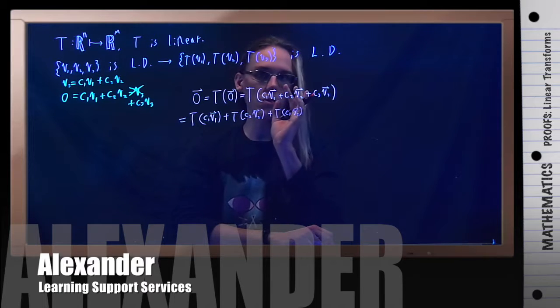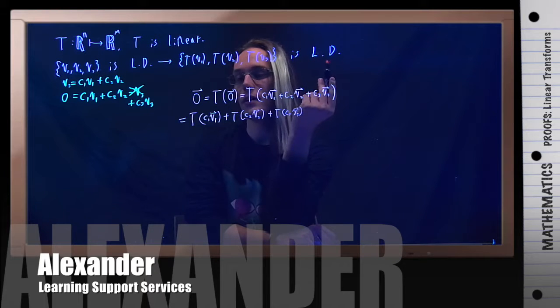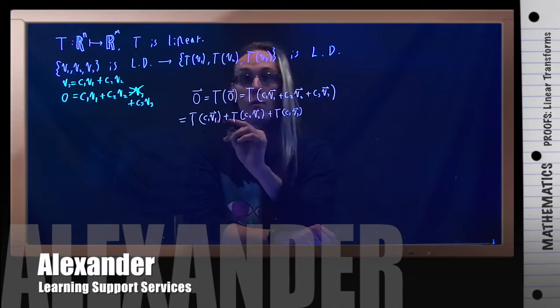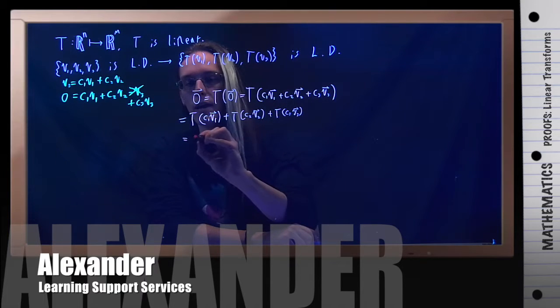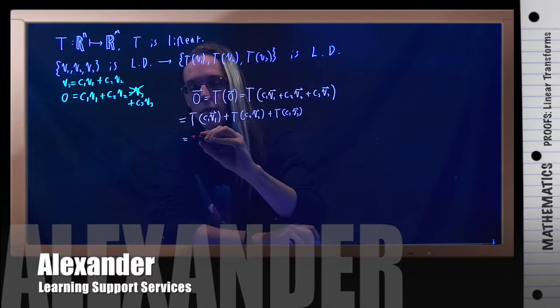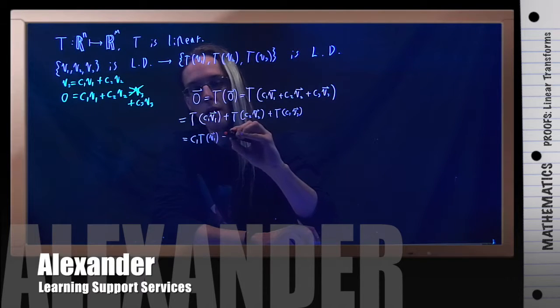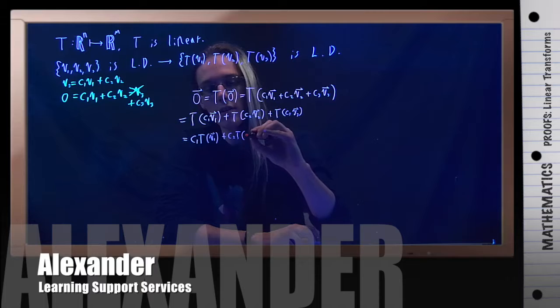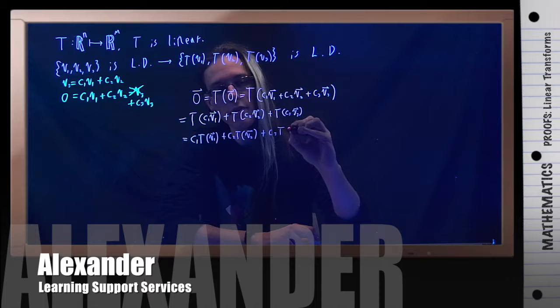Okay? Well, we're almost there. Remember, I want to show that T of v1, T of v2, and T of v3 is linearly dependent. I don't care about T of c1 v1. But that's okay, because since this is a linear transform, I can also pull out constant scalars. Now, keep in mind, these coefficients right here are not vectors. They're scalars. They're just regular old numbers. And so they can come outside. So I can rewrite this as c1 T of v1 plus c2 T of v2 plus c3 T of v3.